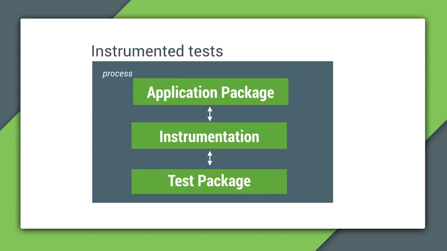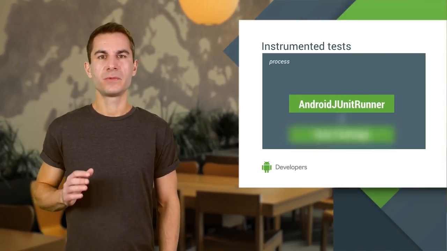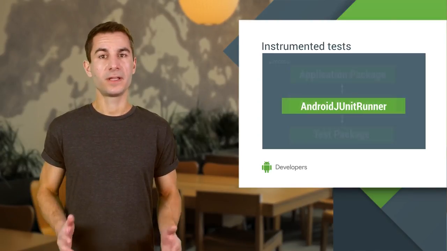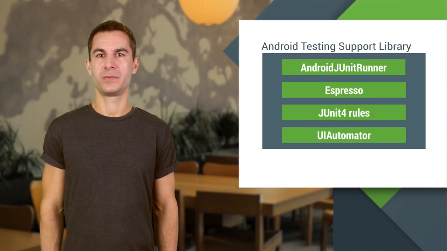How does that work? Well, the test that you write will be packaged into a separate APK and installed as part of the Connected Android Test Gradle task, or when running tests in Android Studio. They will then be executed in your app's process by an instrumentation runner. We provide a runner implementation that is compatible with JUnit 4 tests as part of the Android Testing Support Library, or ATSL. To use it, make sure you have the newest version of Android Support Repository installed within your SDK.